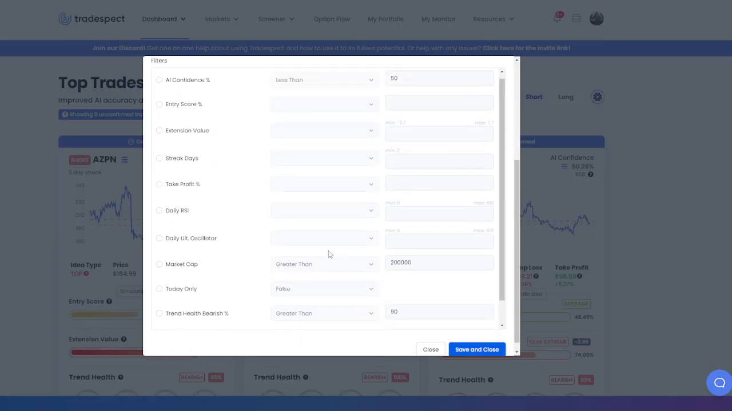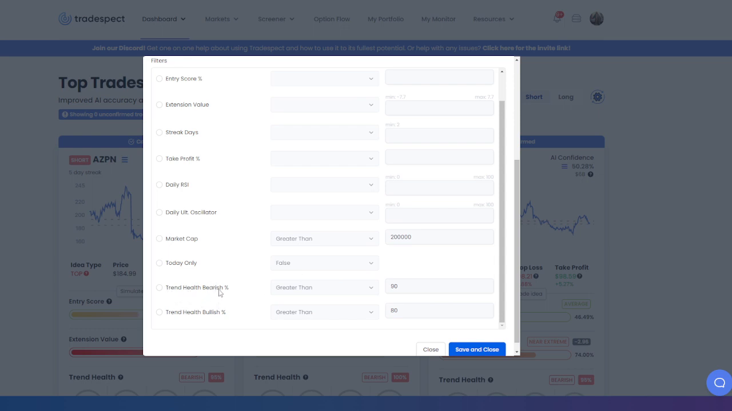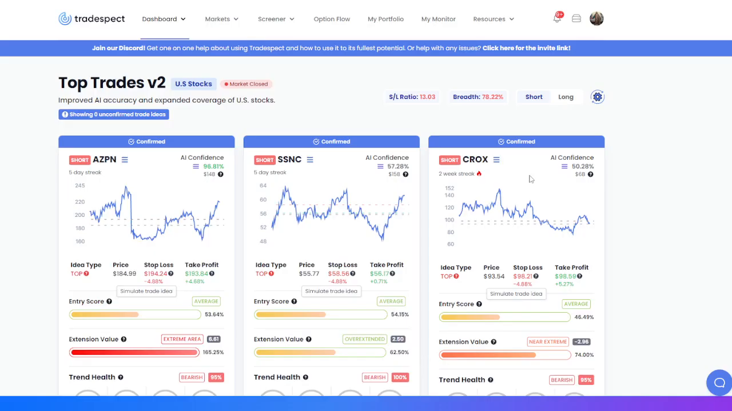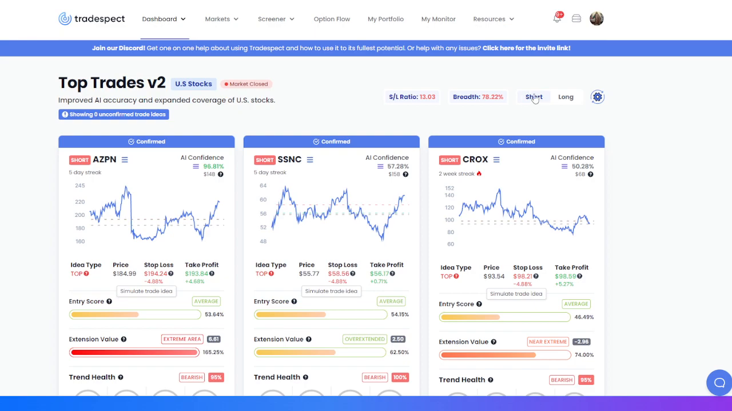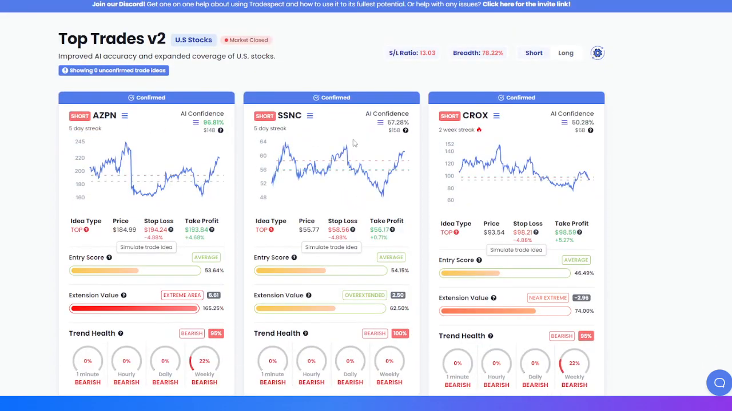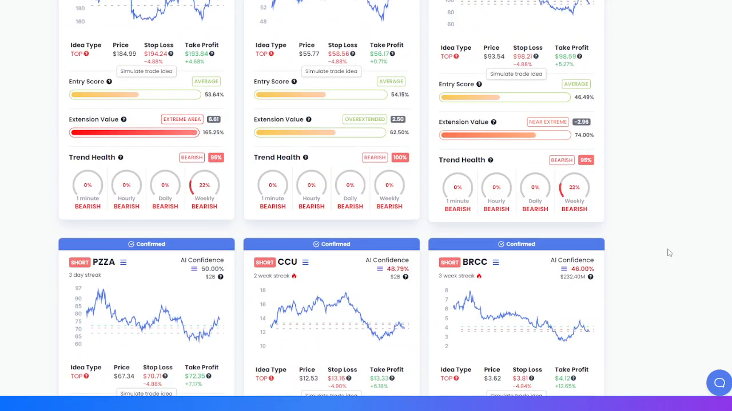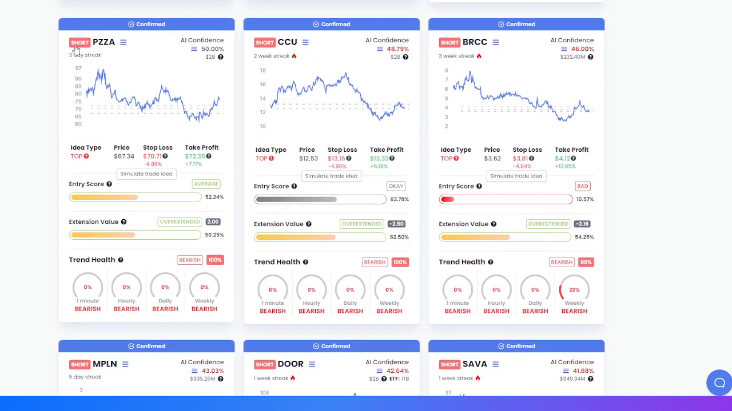The first thing is the trend health, bearish and bullish. So in this example, I put the trend health bearish greater than 90%, and then I click the shorts, and from here you'll find stocks that keep making lower highs, like Crocs, on the daily time frame, and they keep going down. As you can see, these are short ideas and they keep going down over time. It'll come up and make a high and then crash back down.